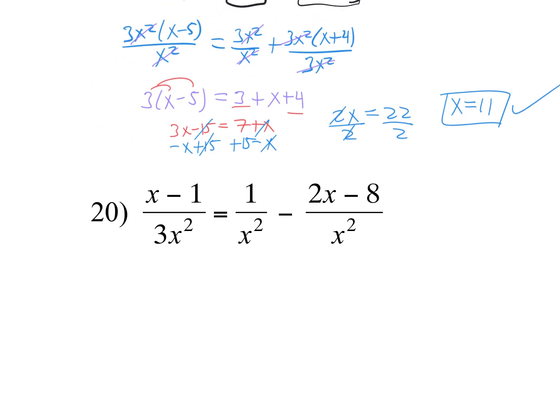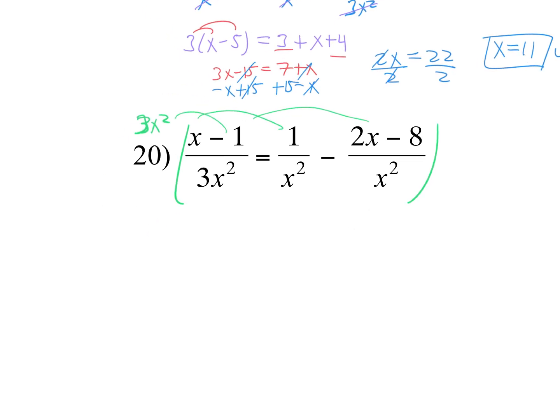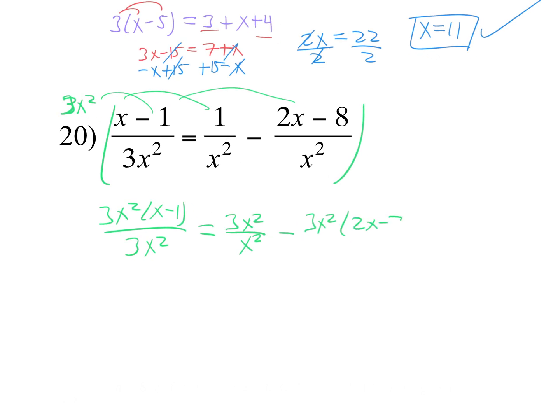All right. Let's do the same thing with number 20. Thankfully, this one has the same denominators as the last one. So let's just multiply the entire equation by 3x squared. Multiplying by 3x squared is going to eliminate all the denominators. So distribute 3x squared to everything, and it's going to work out the same as the last one. So 3x squared times x minus 1 over 3x squared equals 3x squared over x squared minus 3x squared times 2x minus 8 over x squared.